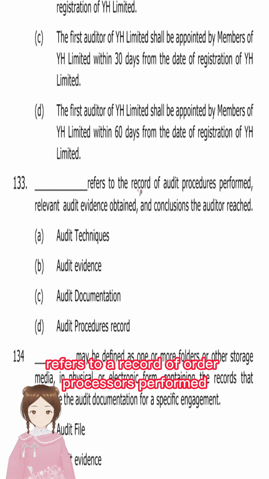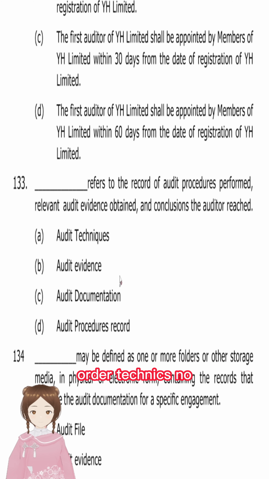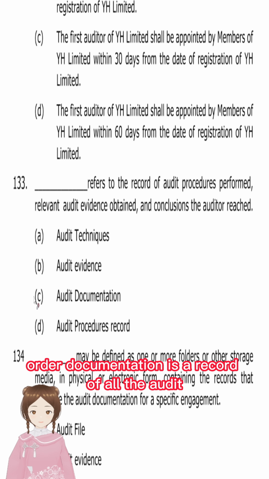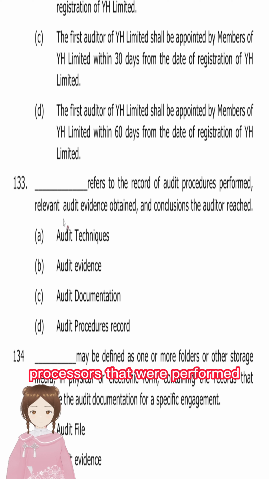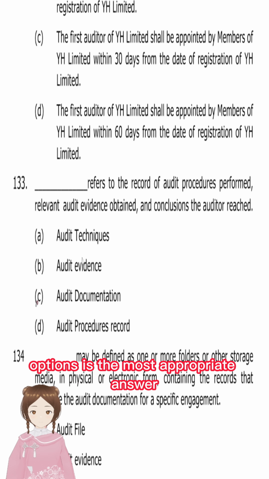Which among these refers to a record of audit procedures performed, relevant audit evidence that was obtained, and conclusions that were reached? Audit techniques, no. Audit evidence, no. Audit documentation, yes. Audit documentation is a record of all the audit procedures that were performed, audit evidence that was obtained, and conclusions reached. Option C is the most appropriate answer.